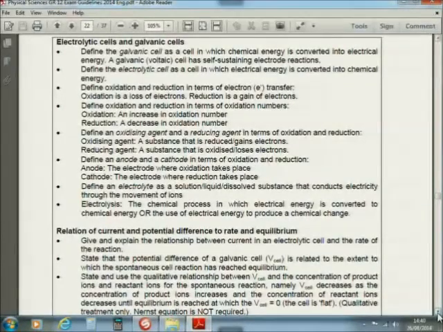And the anode, we say that's where the oxidation takes place, and the cathode is where the reduction takes place. And then from there, you'll be able to define the electrolyte as a solution that is able to conduct electricity through the movement of ions.